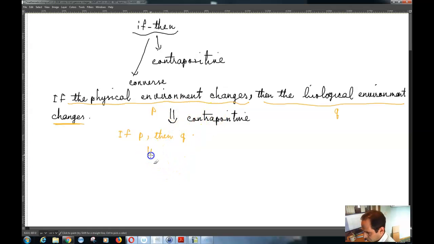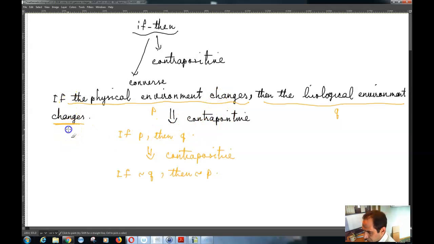Now the contrapositive of this is going to be, if not Q, then not P. If not Q, then not P. So that would be the contrapositive of if P, then Q.